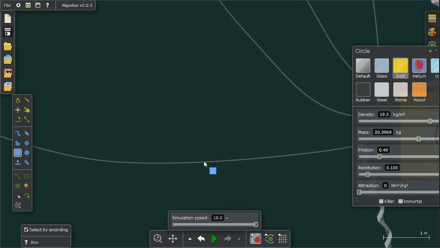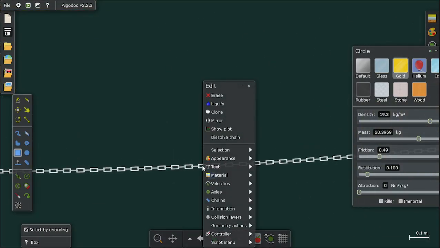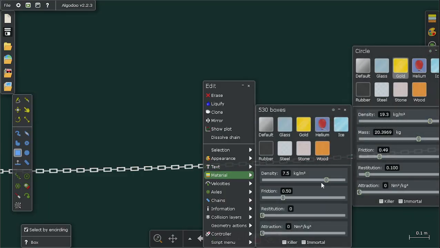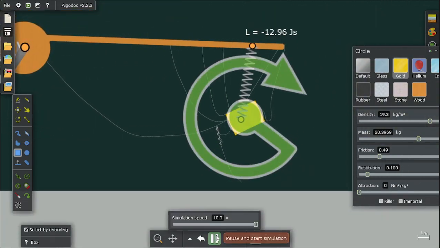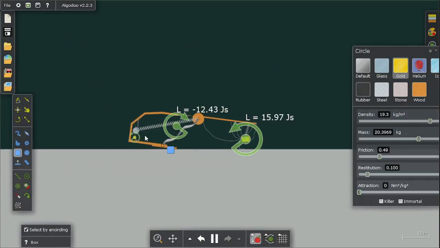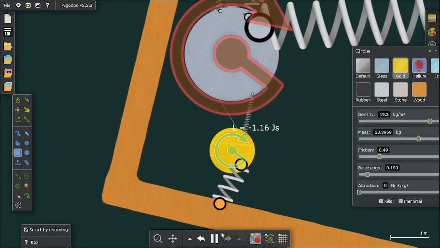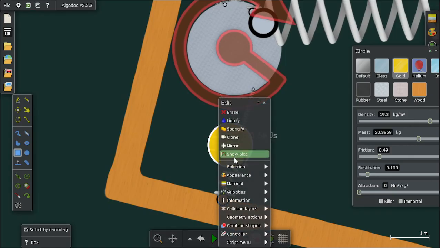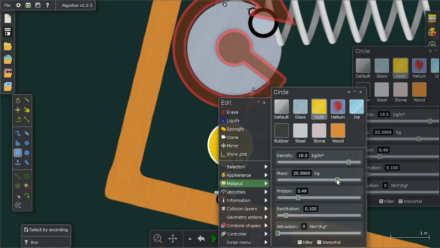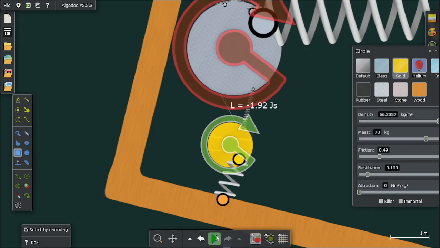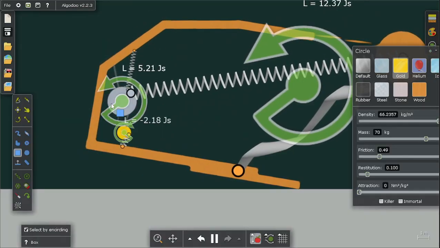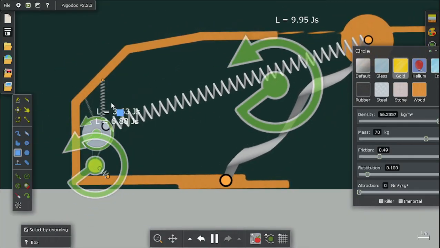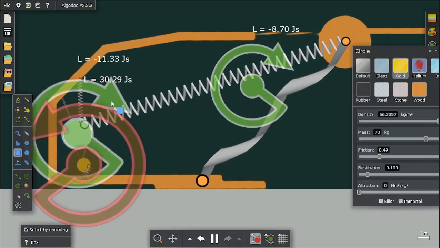Let's try to see if we can make this one super heavy. Material: super heavy. Oh yeah. Oh, too much, too much. Okay. Super heavy. Okay, good. That's it. And we're off.